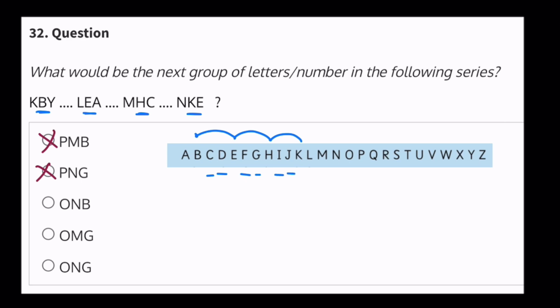So if we continue this pattern skipping over 2 letters, we're going to skip over the next 2 letters, and we get to N. So again, we're skipping over L and M. So N should be the middle letter of our next in series, so we eliminate the answer choice that does not include that.